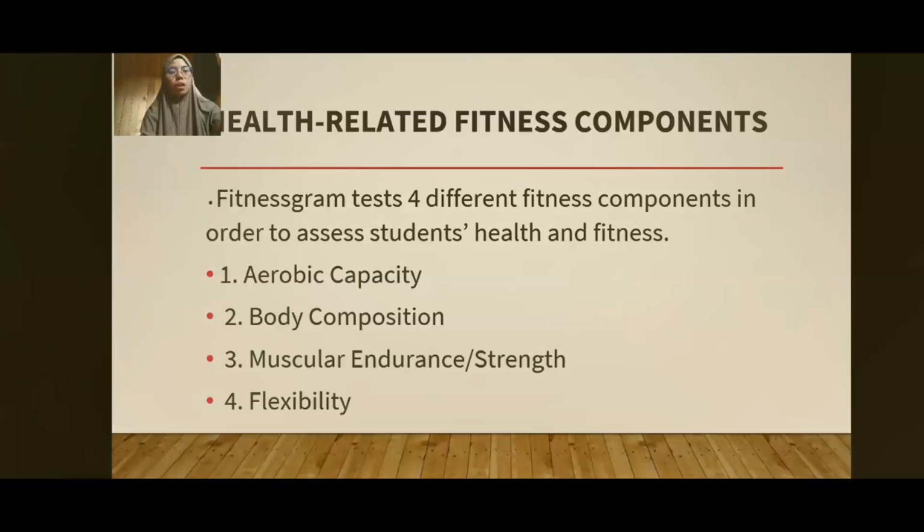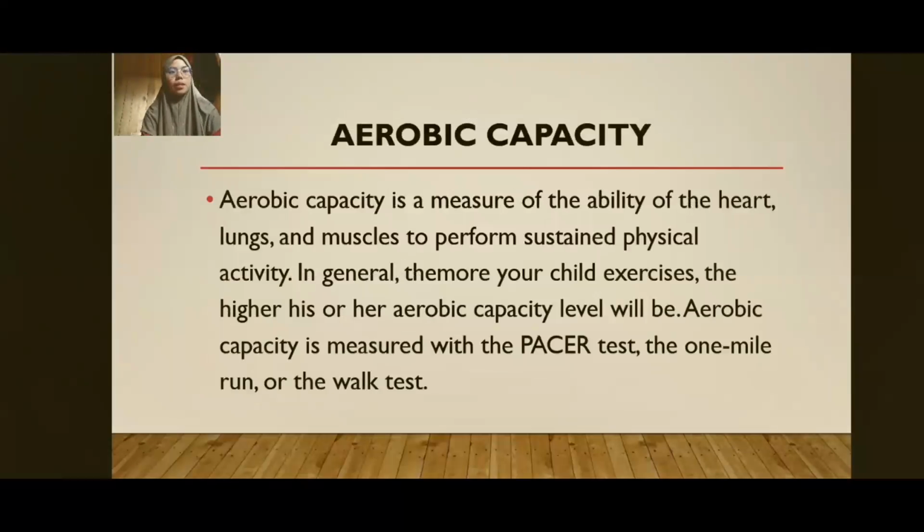So number one is the aerobic capacity. Aerobic capacity is a measure of the ability of the heart, lungs, and muscles to perform sustained physical activity. In general, the more your child exercises, the higher his or her aerobic capacity level will be. Aerobic capacity is measured with the PACER test, the 1 mile run or the walk test.